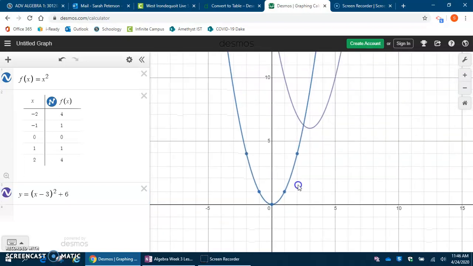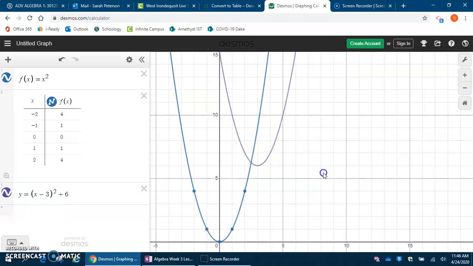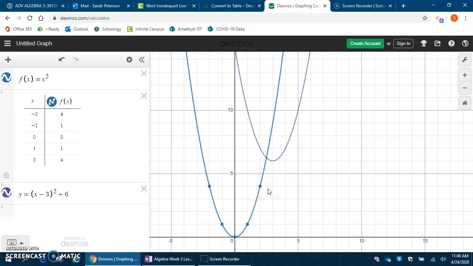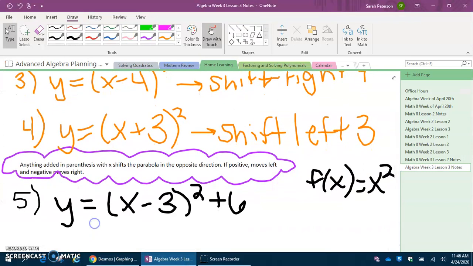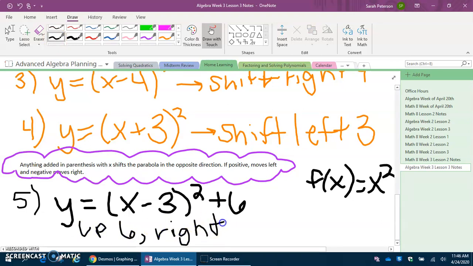It's going to give me this parabola up here, the purple one. So let's look at how it changed. My vertex here is 0, 0, and my vertex here is 3, 6. So how did I go from 0, 0 to 3, 6? It looks like I shifted up 6 and right 3. I'm going to write that down: up 6, right 3. And that goes along with what we just looked at.